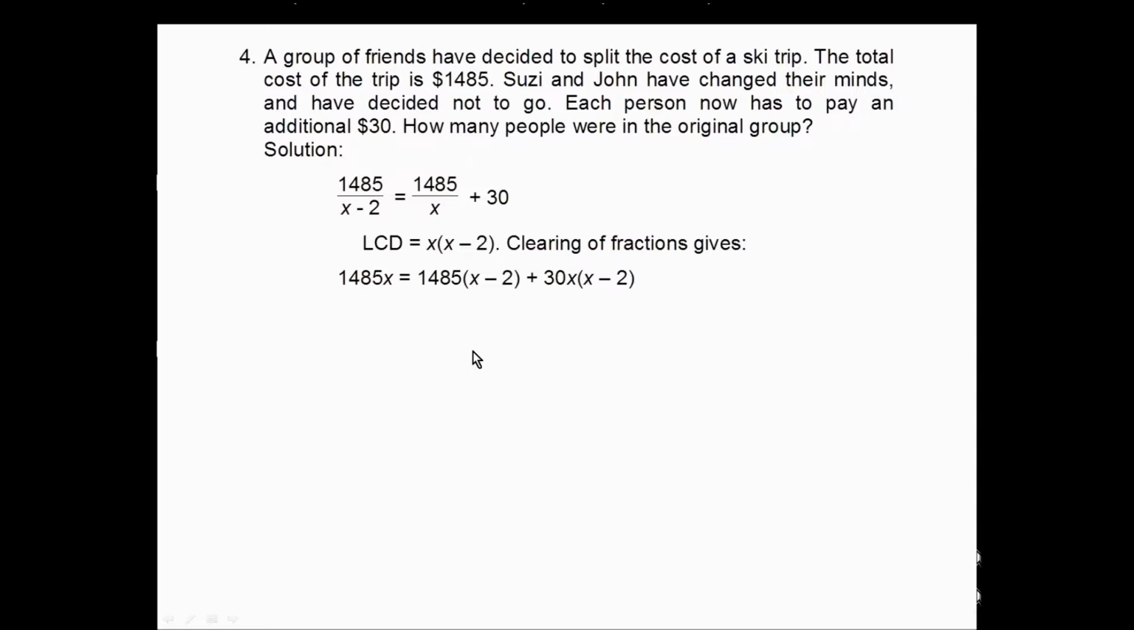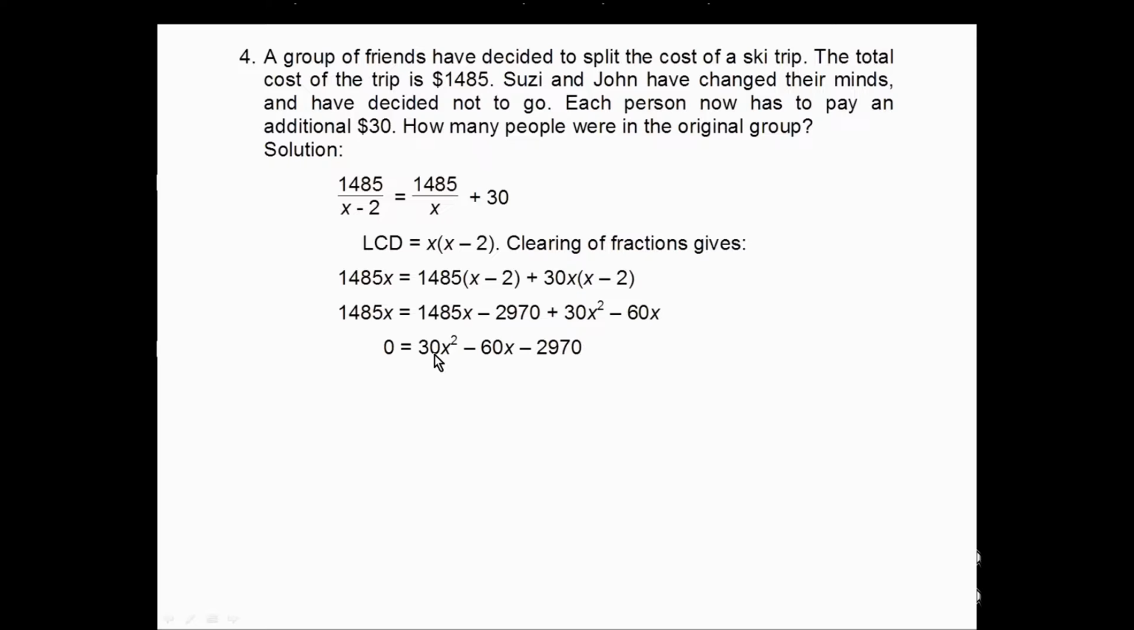I'm going to have some huge numbers here. I've got to distribute the 1485 and I've got to distribute the 30X. So I have 1485X is equal to 1485X minus 2,970 plus 30X squared minus 60X. If you'll notice, 1485X equals 1485X plus a bunch of other terms. These 1485X's have the same sign on opposite sides of the equation. They add out, so I can eliminate them. So 0 is equal to 30X squared minus 60X minus 2,970. I put what was left in correct order.